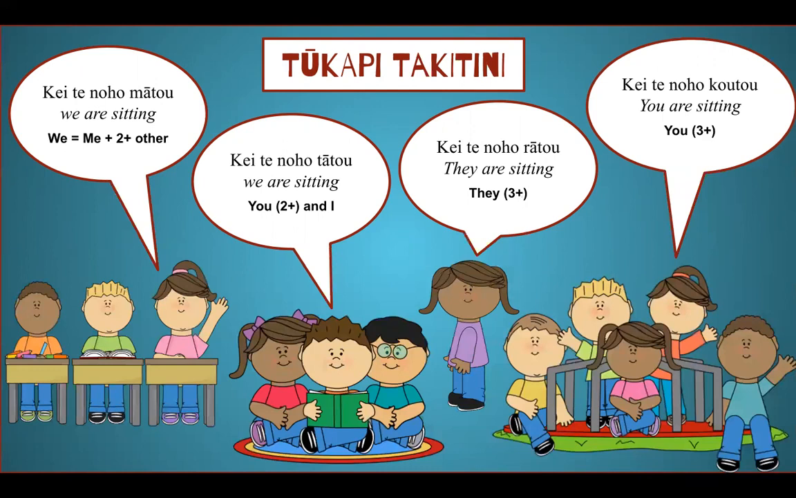Here are our tūkapi takitini. The girl sitting at the desk is saying, kei te noho mātou, we, me and these other two, are sitting. The boy in the middle of the children reading is saying, kei te noho tātou, we are sitting, including himself and the other children sitting with him. And here's our girl again talking about the group of readers, saying, kei te noho rātou, they are sitting.